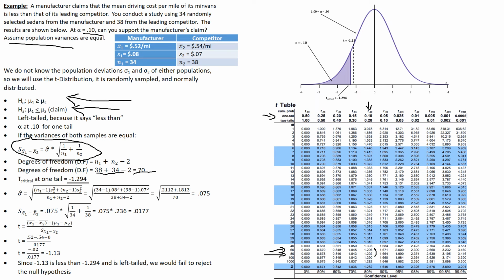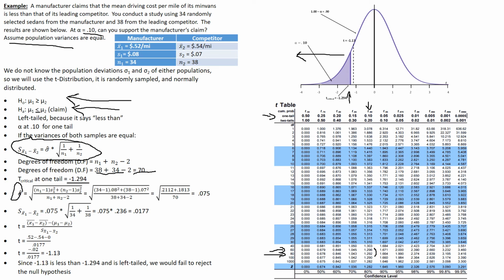So that's our critical make or break region right here. Anything to the right of that, we'd fail to reject, basically accept it. And left of this arrow, we would reject it. So let's find our sigma hat first.